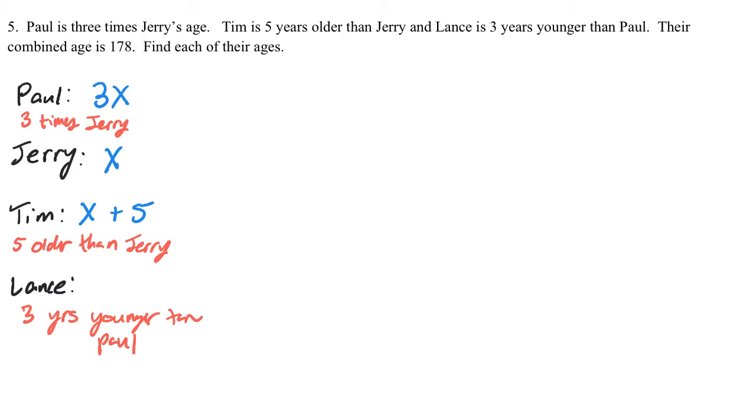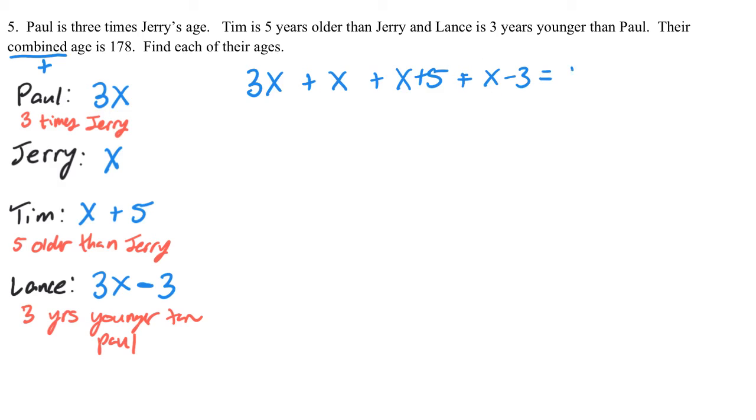Now, Lance is a little bit different because Lance is dependent on Paul. So Lance is 3 years younger than Paul. So we want to take whatever Paul is and subtract or take away 3 years from that. So now we have all 4 of our people defined in terms of an expression with X. So it says their combined age is 178. That means we're going to be using addition. So we're going to add them all together. So Paul's age, 3X, plus Jerry's age, X, plus Tim's age, X plus 5, plus Lance's age, X minus 3. And that should equal 178.